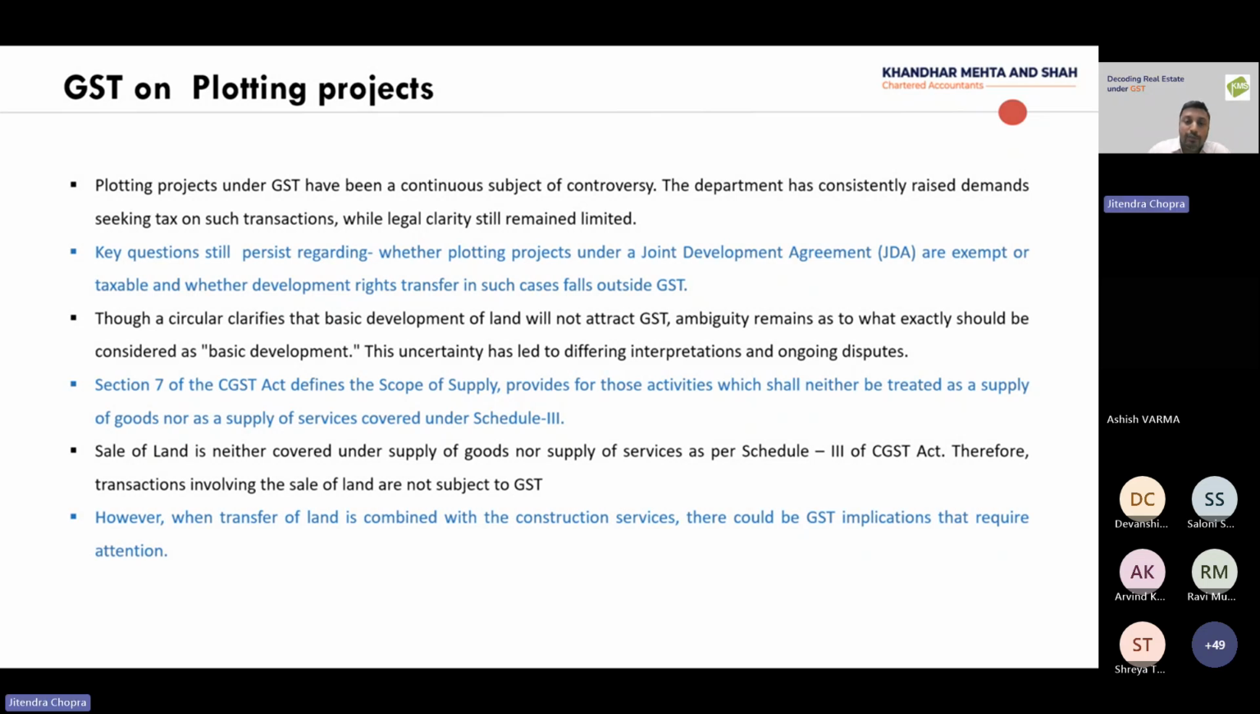A more important issue in plotting projects is whether plotting projects under a joint development agreement are exempt or taxable, and whether development rights transfer in such a case falls outside GST, because the exemption for GST on TDR for booked units is only for residential projects, not for plotting projects and commercial projects. However, when transfer of land is combined with construction services, there could be GST implications that require attention, particularly in clubhouse projects, plotted villa projects, gated community projects.